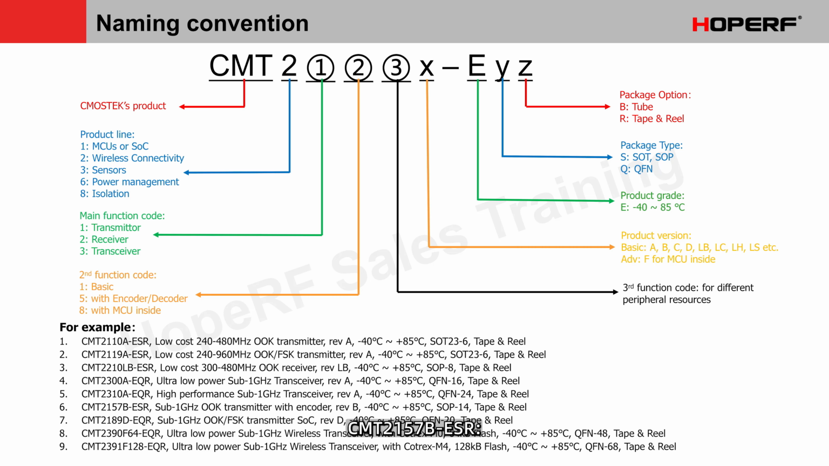CMT2157B-ESR, Sub-1G OOK transmitter with encoder. Version B, minus 40 degrees Celsius to plus 85 degrees Celsius, SOP14 package, tape and reel. CMT2189D-EQR, Sub-1G OOK FSK transmitter SOC. Version D, minus 40 degrees Celsius to plus 85 degrees Celsius, QFN20 package, tape and reel.